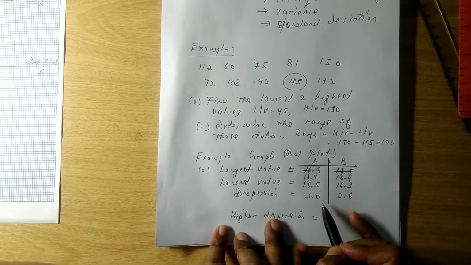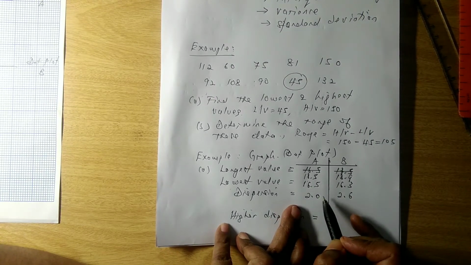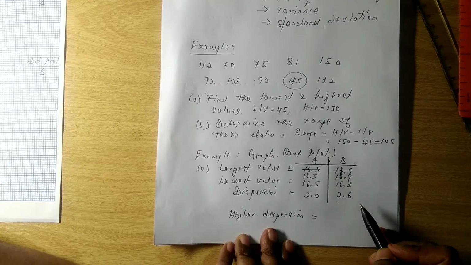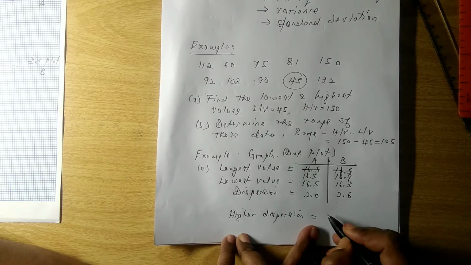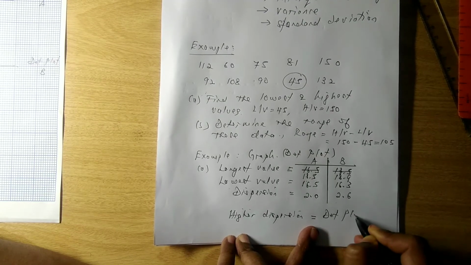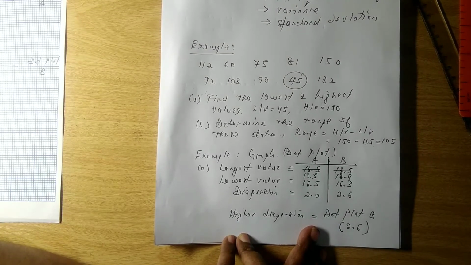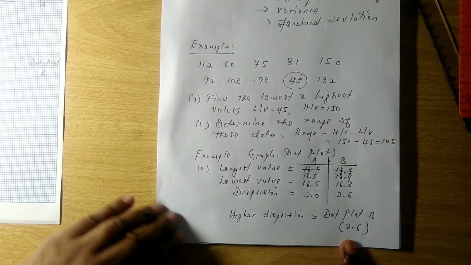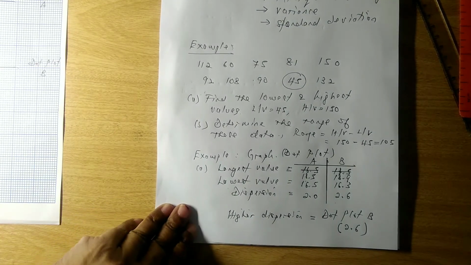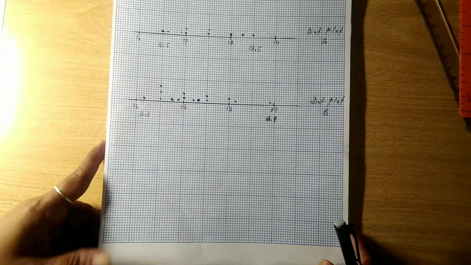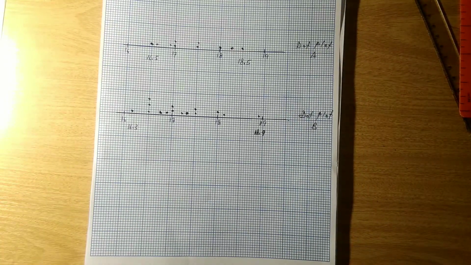So this is your dispersion. For the first dot plot it is 2. For the second dot plot B, it is 2.6. The higher dispersion will be dot plot B, because it has a dispersion, or a difference, of 2.6. So this is one chart that we can use to statistically look at the level of dispersion given a set of data. Thank you.